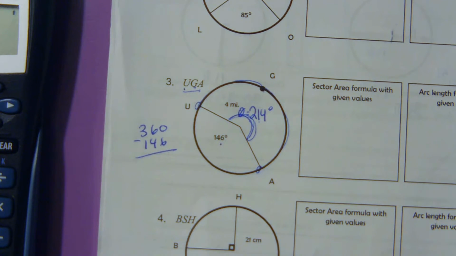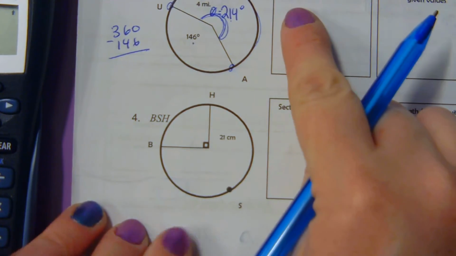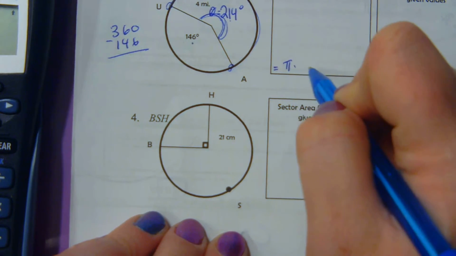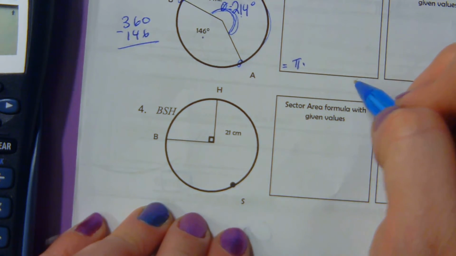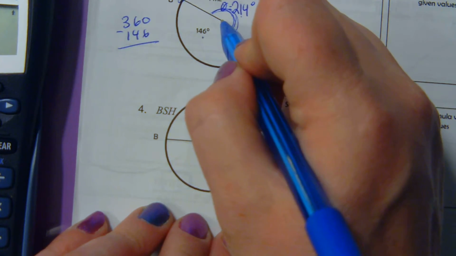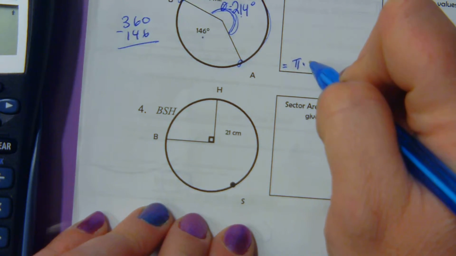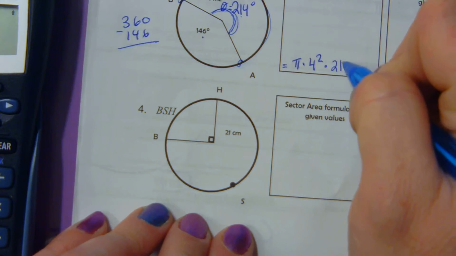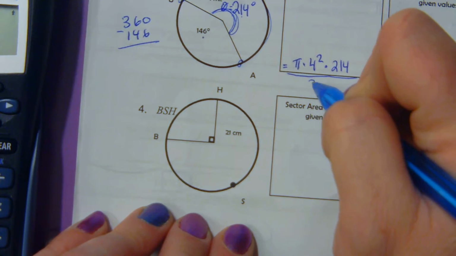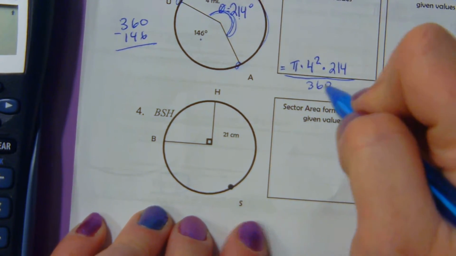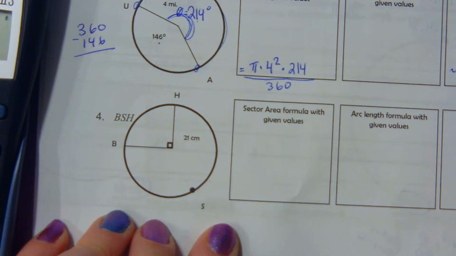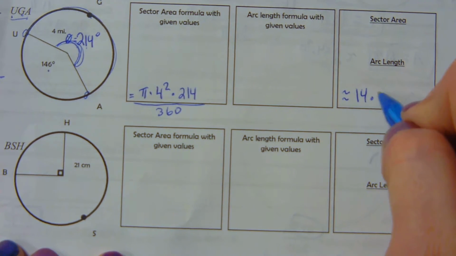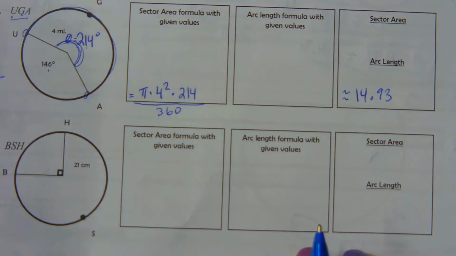And so I'm not going to do all the setup for you to save your time, but as you work on this, at the very end, you're going to have it equals pi times your radius, which is 4, so times 4 squared, times your theta, which is 214, and then all divided by 360. So when you get that answer, if you do it correctly, you're going to get about 14 and 93 hundredths. So I'll let you continue.